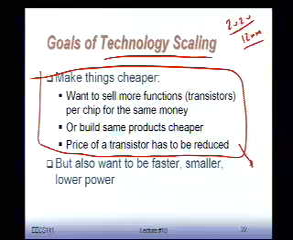On the other hand, you have companies like the digital guys, they're still hungry, right? We want to get smaller, we want to get more transistors, and so on and so forth. But it's an interesting question, right? And while you're getting cheaper, you also want to make it faster, smaller, lower power, and so on and so forth.